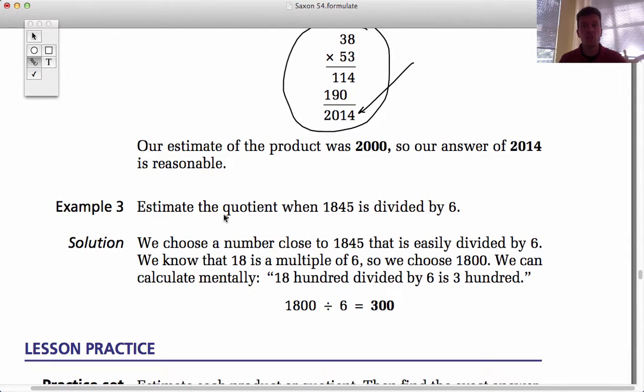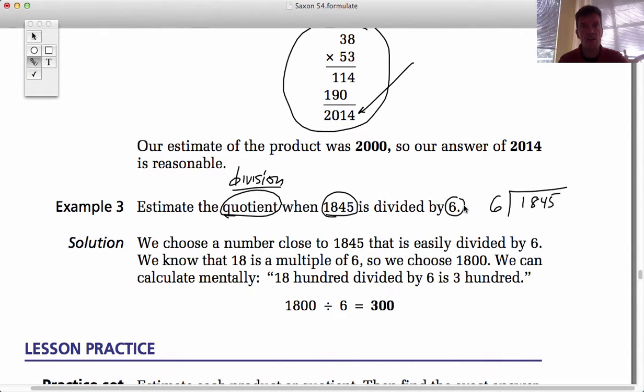Here's one where you're doing the quotient. Quotient means division. So we're going to estimate a division problem. And we're going to take 1,845 and divide by 6. Well, that may be a little more difficult to take 6 into 1,845.